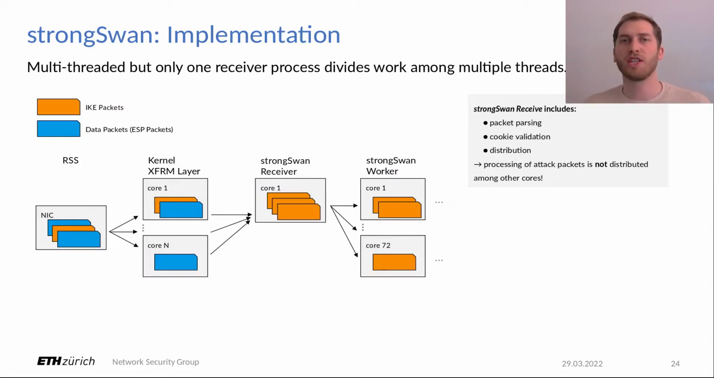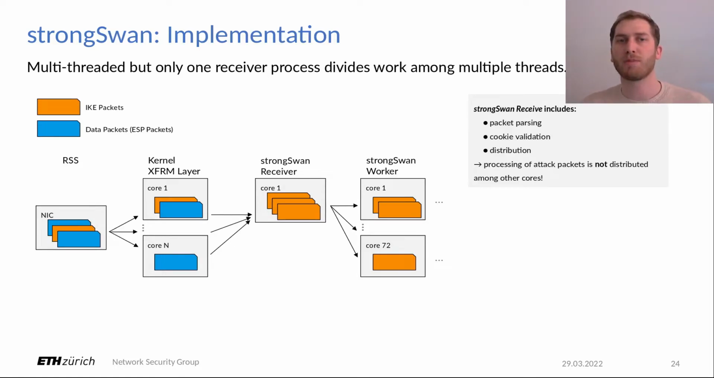That only the connection establishment is affected by the attack can be partially explained by looking at the implementation. With strongSwan, the data packets are processed in the kernel. On the other hand, the Handshake packets are processed in the user space, where one thread receives all packets and distributes some processing among other cores.